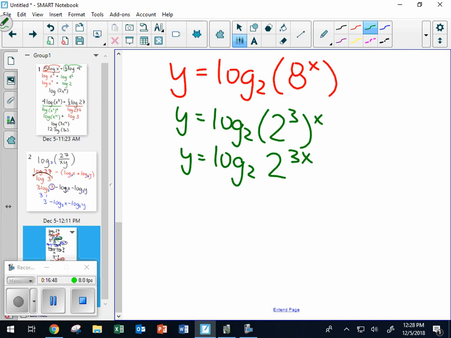So we can rewrite 8 as 2 to the power of 3. And we still have this x, and using our exponent rules, we know that we just multiply across our parentheses. So we're left with 2 to the power of 3x. And since we have the same base here as well, we can cancel those out, and we are just left with y is equal to 3x.